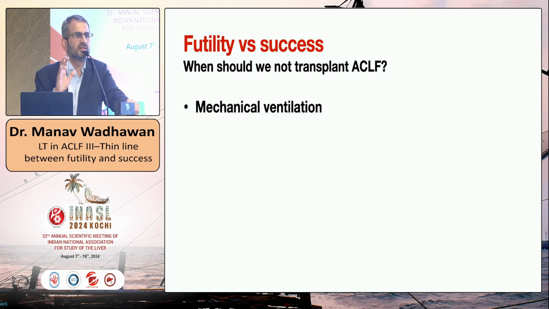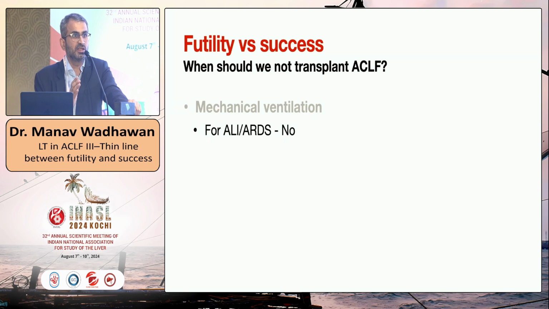So let's say the patient is on mechanical ventilation. Should it be a contraindication for transplant? You have to go back and see why the patient has been put on mechanical ventilation. If the patient has been put on ventilation because of grade 4 HE, does not have a lung injury, it's not a contraindication, obviously. On the other hand, if the patient has acute lung injury or ARDS, where the SpO2/FiO2 ratio is less than 200, that should be a contraindication because these patients tend to do worse after transplant. That has been my experience. I would like to hear from the experts also here.